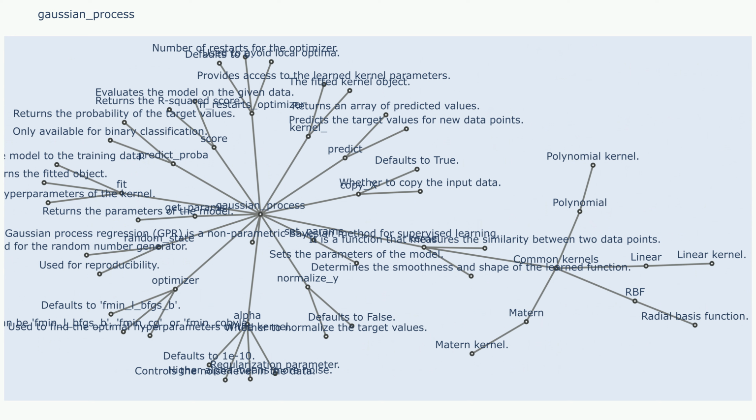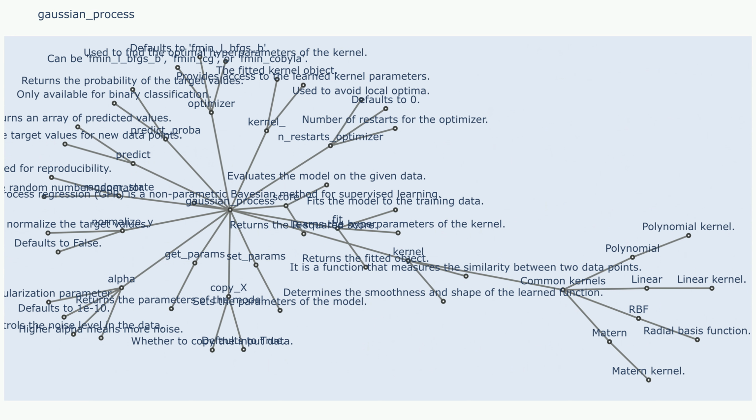2. Gaussian process regressor. This class implements Gaussian process regression. It uses the chosen kernel to learn the relationship between input and output, and then predicts new outputs for unseen inputs. 3. Gaussian process classifier. Similar to the regressor, but designed for classification problems. It uses a kernel to learn the decision boundary between classes and predicts the class label of new data points.